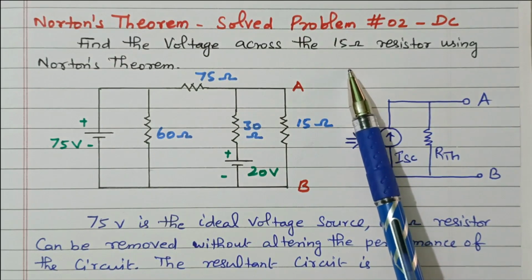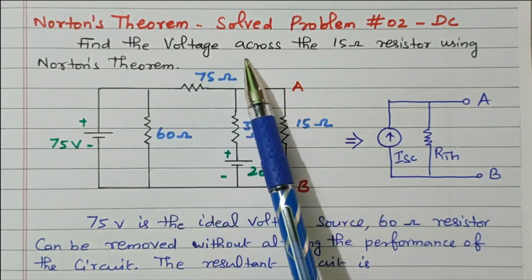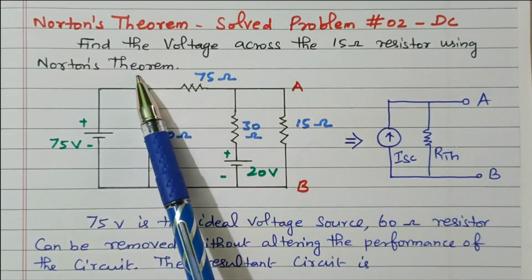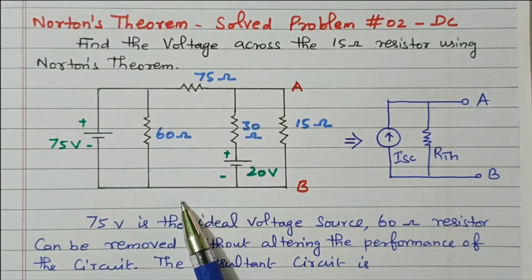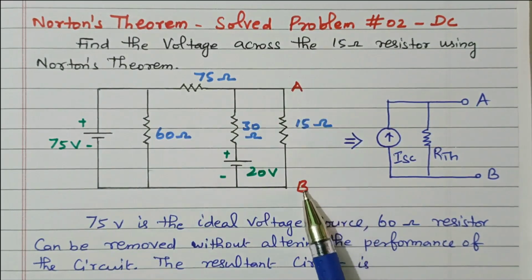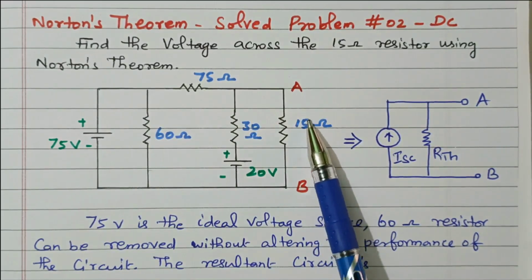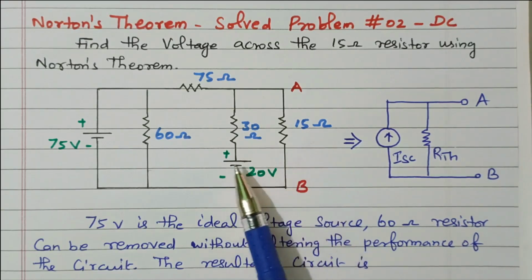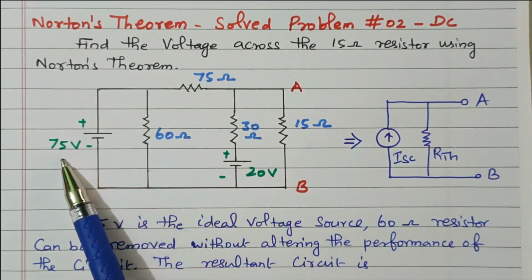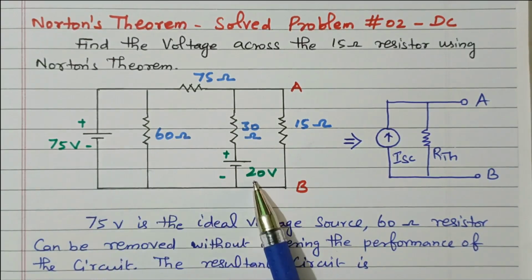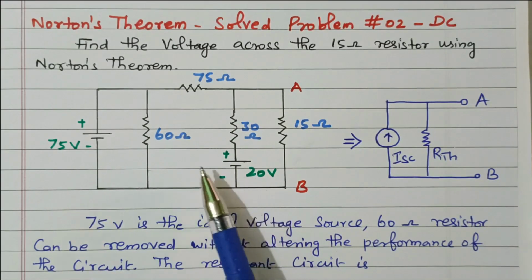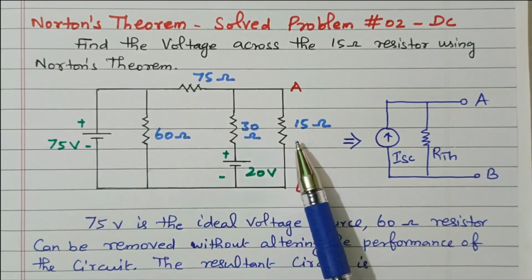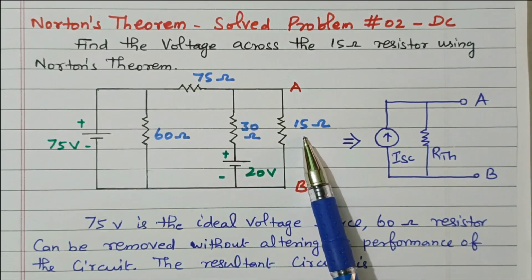Now we'll go to the topic. The problem is to find the voltage across the 15 ohm resistor using the Norton's theorem for this given circuit. This is the terminal AB. 15 ohm is connected. We need to find the current flowing through this 15 ohm resistor. The circuit has two voltage sources, 75 volt and 20 volt, and this 60 ohm, 75 ohm, 30 ohm, and this 15 ohm is the load resistance.